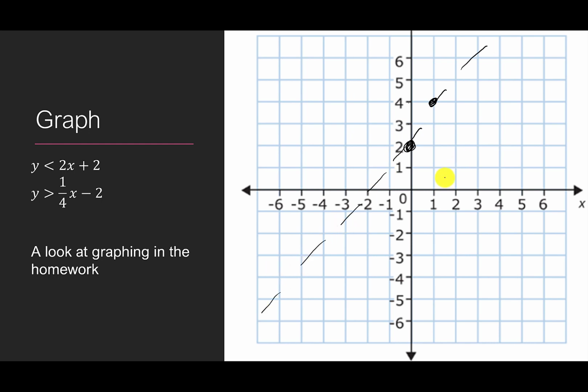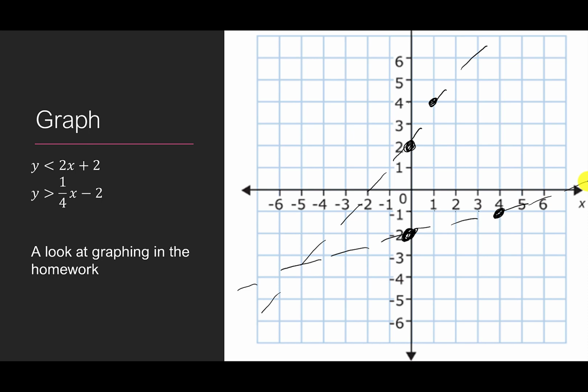Greater than 1/4 of x minus 2, I'm going to start down at -2. I'm going to go up 1, over 1, 2, 3, 4. Here's my other point. And this time, I'm also dashing because it's a strict inequality.